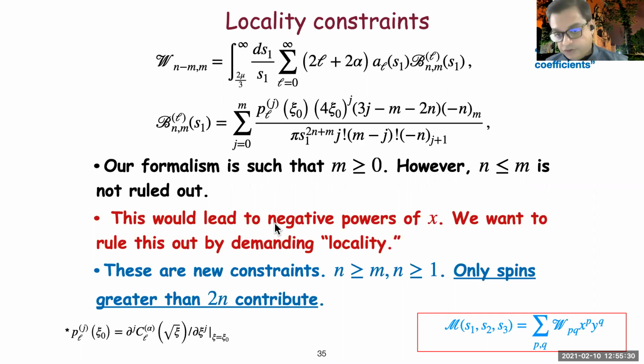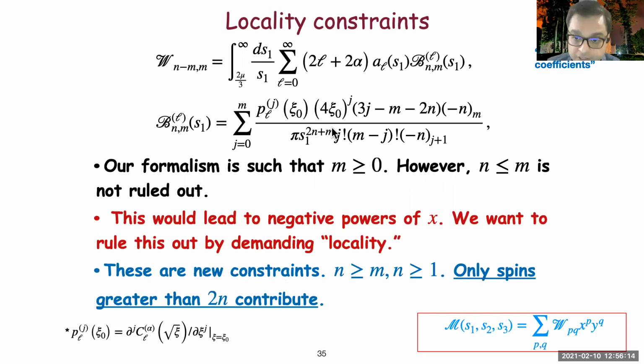And we have to assume something about locality. If you assume that there are no such negative powers of x in the low energy expansion, then you would get a constraint. Some quote unquote locality constraints would get rid of these negative powers of x. These are new constraints, but they're going to get related to the fixed T dispersion relation constraints. These curly E are basically these constraints. And these new constraints exist only for n bigger than m.